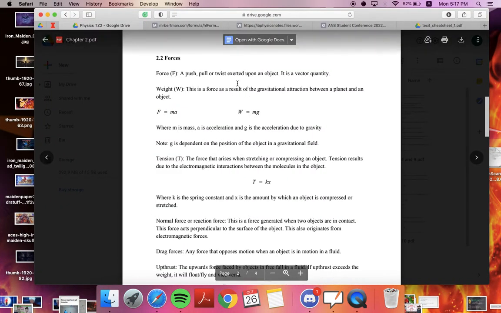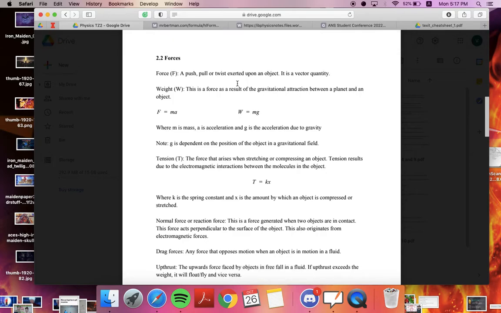Let's move on to the second part, forces. So what is a force? Force is simply a push, pull, or a twist exerted on an object. It's a vector quantity, and forces always cause some form of acceleration.